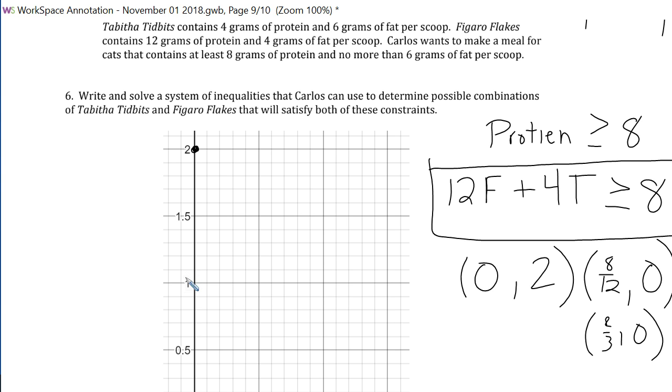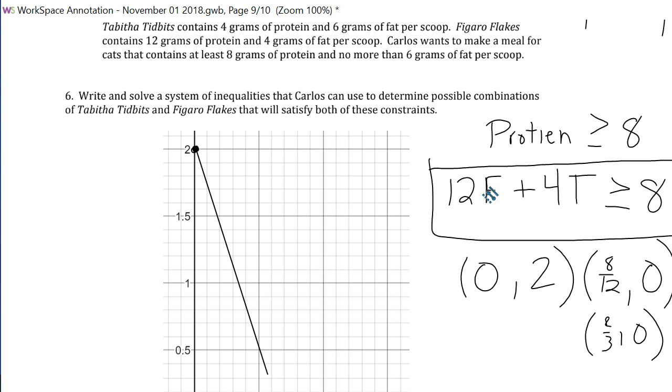The line is going to be filled in, so I go to my line tool. I can't have a negative, whoops, it's going to be filled in, so I go back down to here and fill it in. We can't have a negative amount of scoops, so I'm just going to kind of keep this right there in that triangular region, okay?